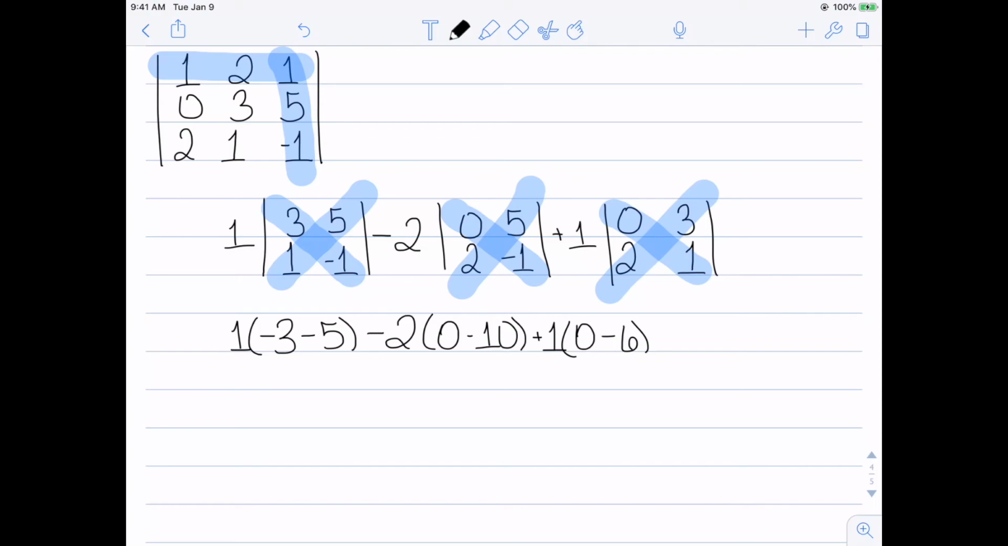We can now start to simplify. We'll start with the things inside of parentheses. That gives us negative 8 minus 2 times negative 10 plus negative 6, which is the same thing as negative 8 plus 20 minus 6, which is just 6. So the determinant here is 6.